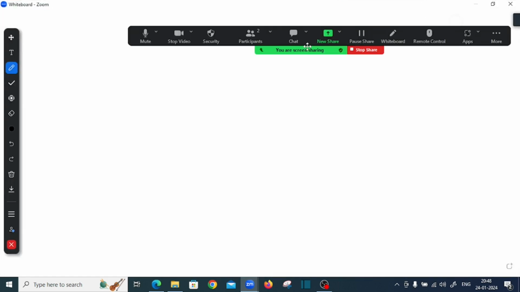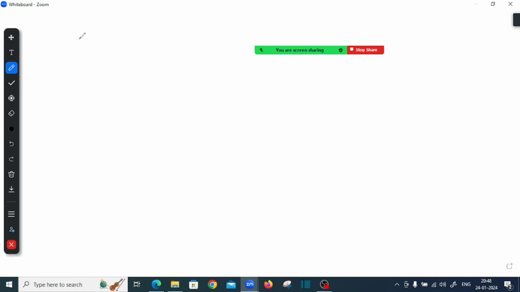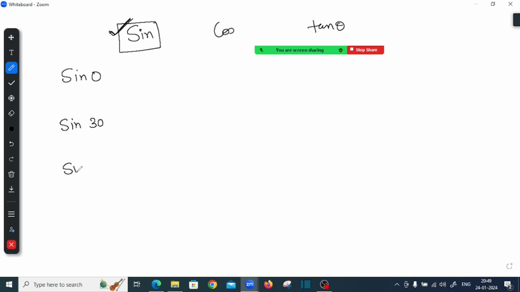Sorry. See Rishit, first of all, you have to remember sine values, cos values, and tan values. Just try to remember only sine. If you have remembered the sine values, all values will be automatically recalled. See, what's the concept? We have to find sine 0, sine 30 degrees, sine 45 degrees, sine 60 degrees, and sine 90 degrees.